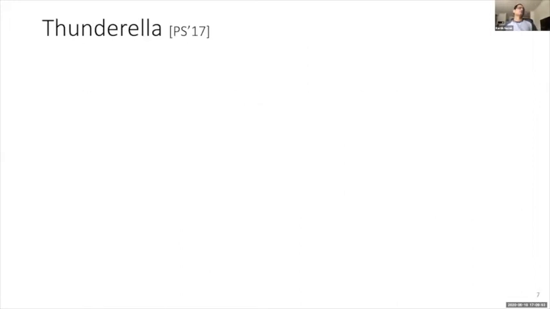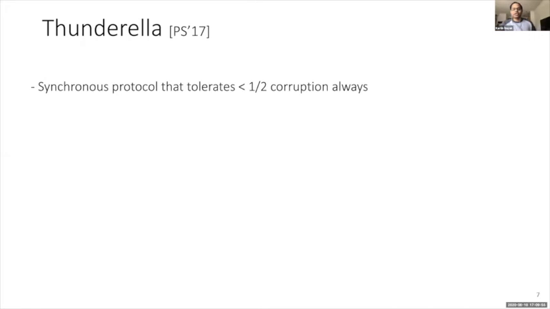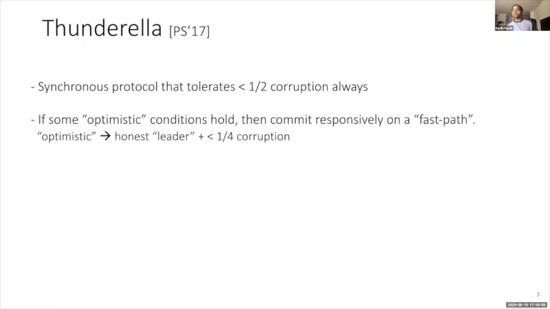The protocol was called Thunderella, which could tolerate half corruption, a minority corruption. The protocol said, if some optimistic conditions hold, then we can commit responsively on a fast path. Over here, optimistic means that you have an honest leader and less than 1/4 corruption, or less than 25% corrupt replicas. However, if these optimistic conditions do not hold, then they commit non-responsively on a slow path. These commits will be slow, but you do not need the optimistic conditions to hold.